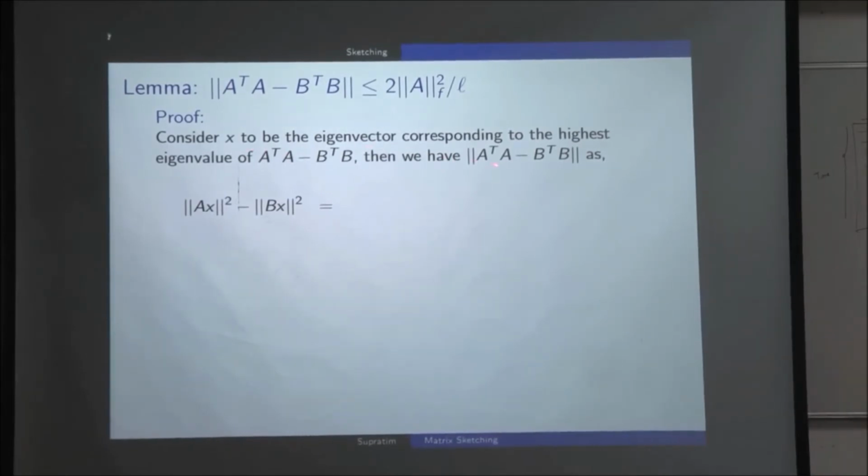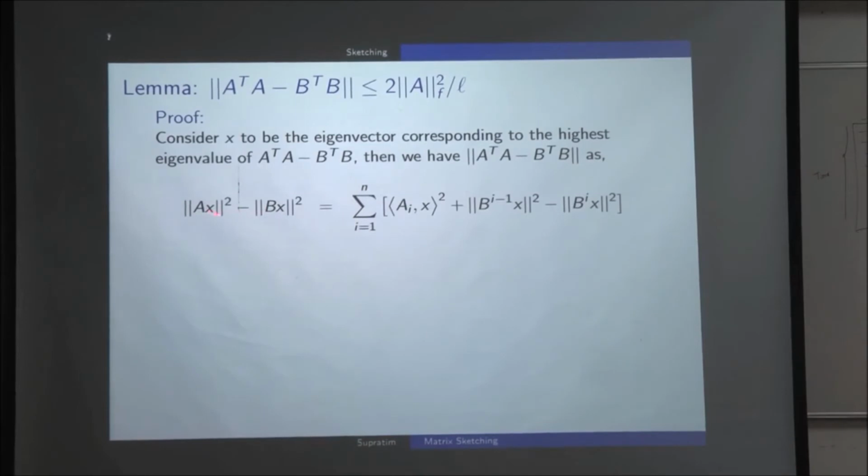In here I have considered X to be the eigenvector of the highest eigenvalue of A transpose A minus B transpose B. In that way I am getting the highest difference value of it. So if X is such, then that quantity is that: the two norm of A transpose A minus B transpose B, which we are talking about.